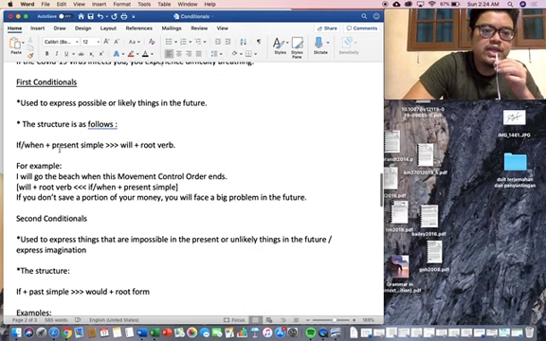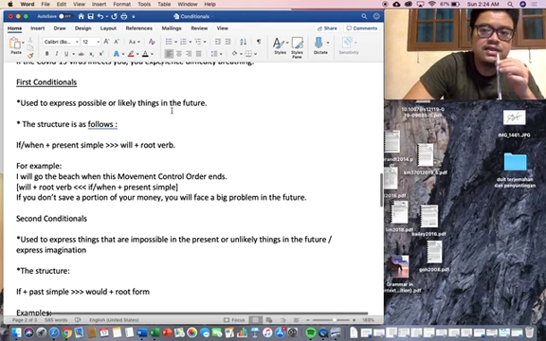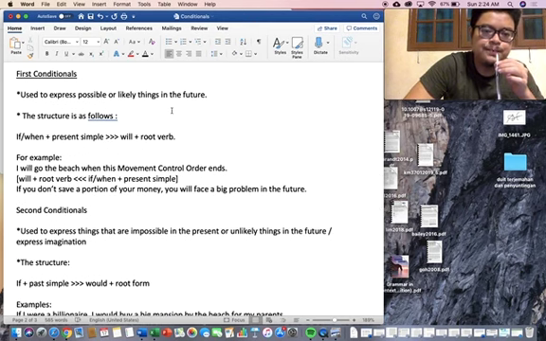Okay, and then we look at the first conditional. When do we use it? We use it to express possible or likely things in the future. So let's look at the structure first. If or when plus present simple, and the consequence, will plus root verb. So the consequence is in the future tense actually, right?